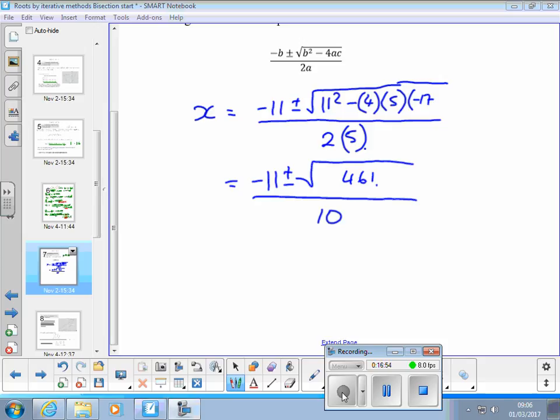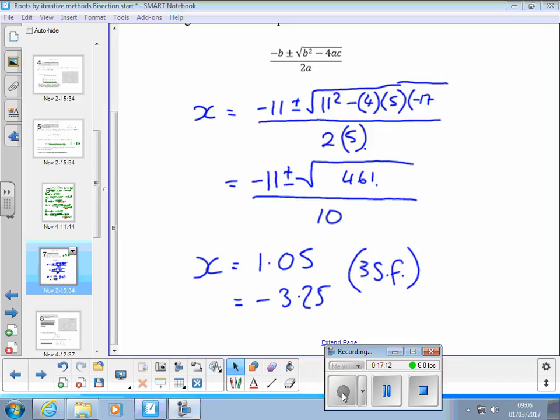And you get x is equal to 1.05 and x is equal to minus 3.25, both to 3 significant figures, which confirms our result using the bisection method.